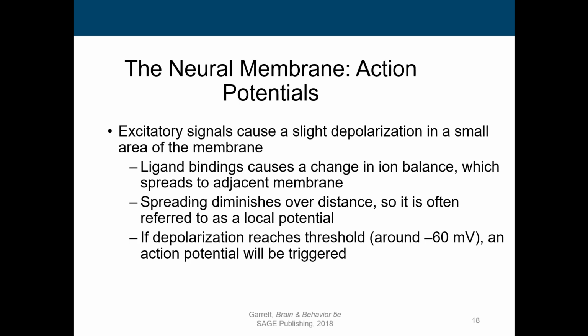An excitatory signal causes a slight partial depolarization, which means that the polarity in a small area of the membrane is shifted towards 0. This partial depolarization disturbs the ion balance in the adjacent membrane, so the disturbance flows down the dendrites and across the cell membrane.